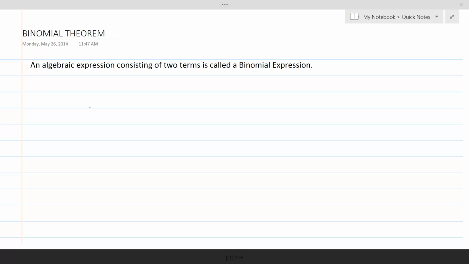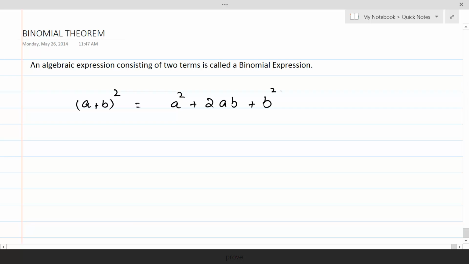Binomial theorem deals with expansions of integral powers of algebraic expressions consisting of two terms. For example, (a plus b) power 2. If we perform actual multiplication, this will be equal to a square plus 2ab plus b square. But there is an interesting pattern that it follows if we take it with reference to the combinations.